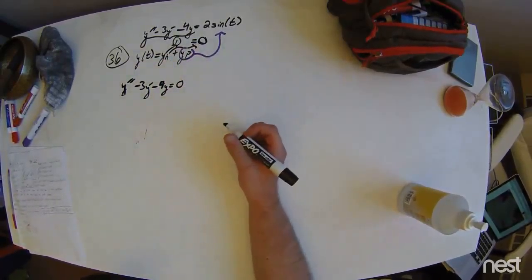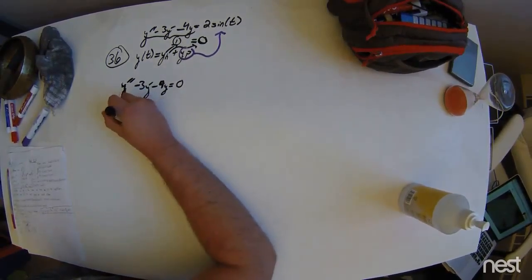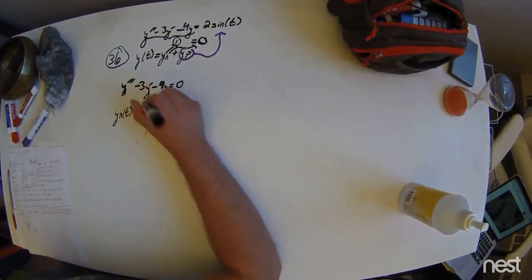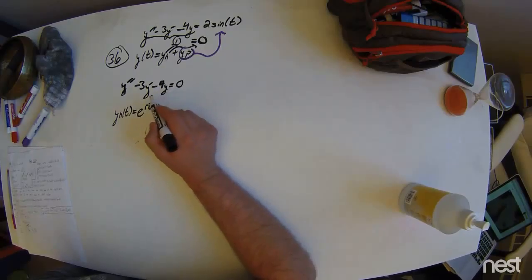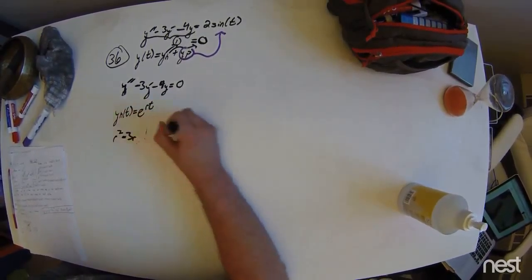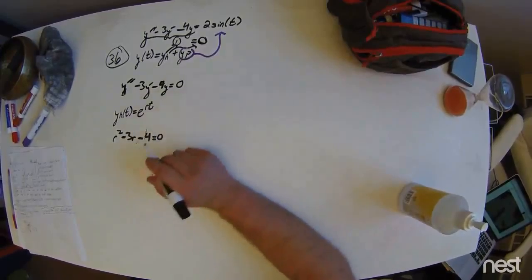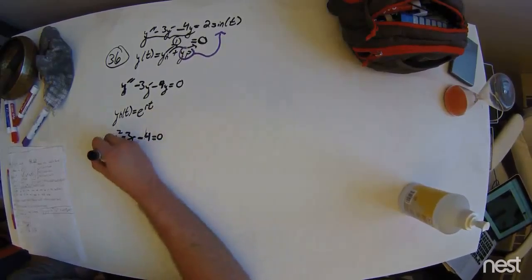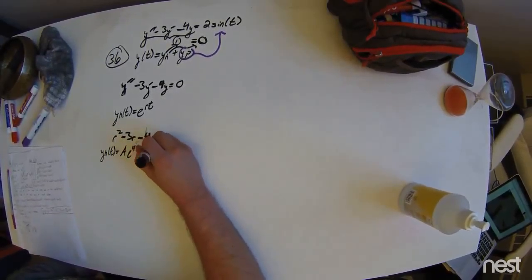Now, we assume a solution, again, of the form e to the rt. We plug this into this equation, and we eventually get r squared minus 3r minus 4 equals 0. If you want to find out why that is so, check the previous problem's video. So, as in the previous problem, this gets solutions: y homogeneous of t equals a e to the 4t plus b e to the minus t.